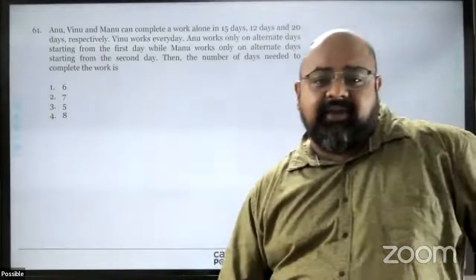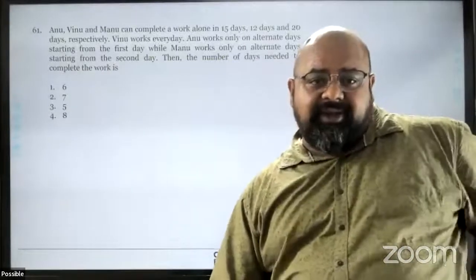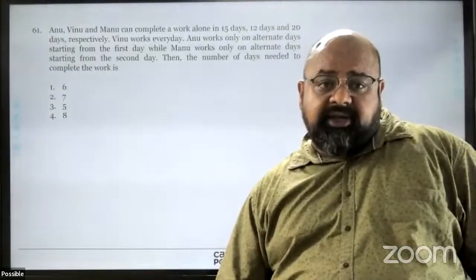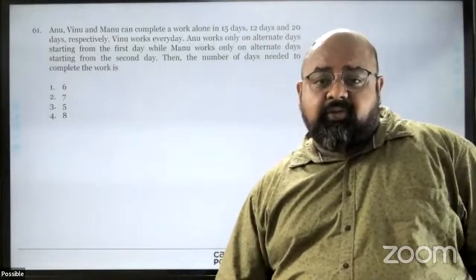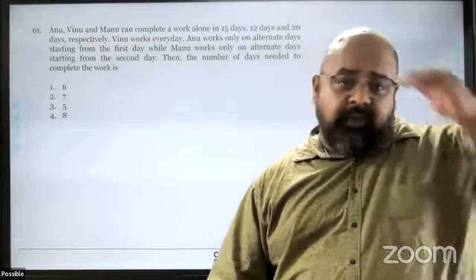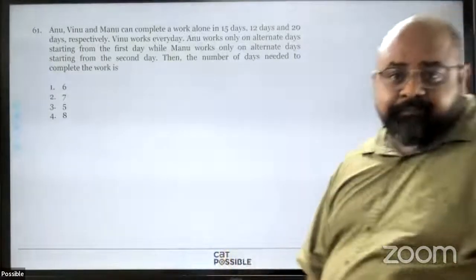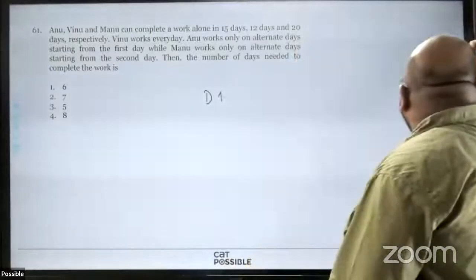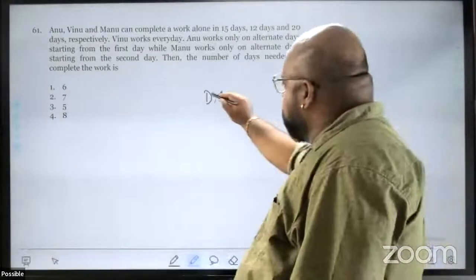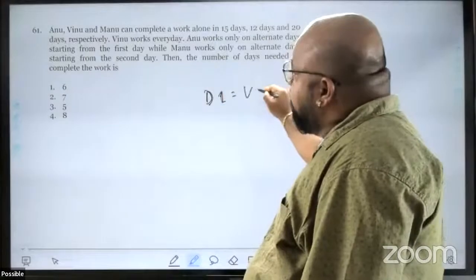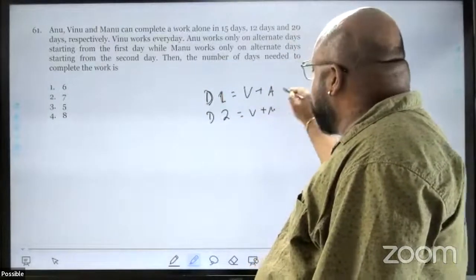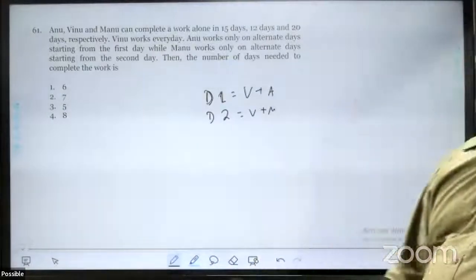Next says A, V, and M can complete a work alone in 15, 12, and 20 days respectively. Vinu works every day. Anu works only on alternate days starting on the first day, while Manu works on alternate days starting on the second day. Okay. So day 1, Vinu and Anu will work. Day 2, Vinu and Manu will work, and then this pattern will repeat for day 3 and day 4.